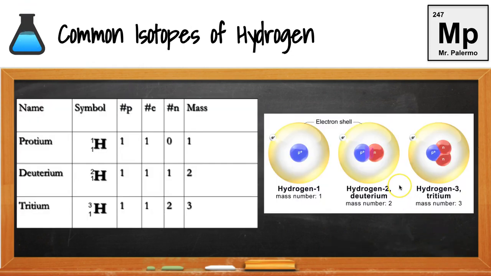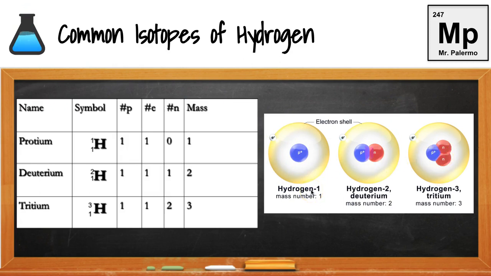So these are some of the common isotopes of hydrogen. We have protium, deuterium, and tritium. They all are hydrogen, so they all have the same number of protons. So if you look here in this diagram, they all have one proton, which makes them hydrogen. And what varies is the number of neutrons. We have no neutrons here, we have 1 neutron here, and we have 2 neutrons here.